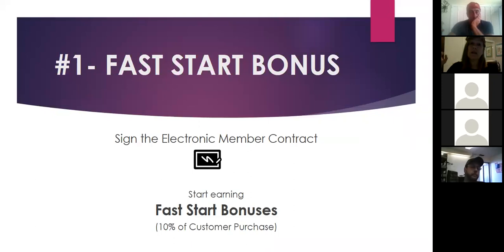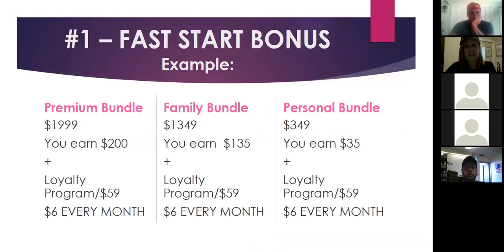Sign the electronic member contract in order to be eligible for the fast start bonuses. In other words, customers do not qualify for fast start bonuses. Okay, and it's pretty straightforward. If someone buys a premium, you make $200. If they sign back in, this is a 2-part process, and buy the loyalty for $59, that's an extra $6 in fast start bonuses. The bundle, $1,349, you're making basically 10%, $135.